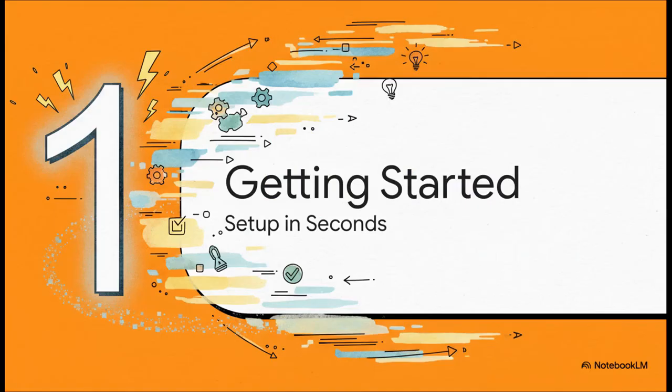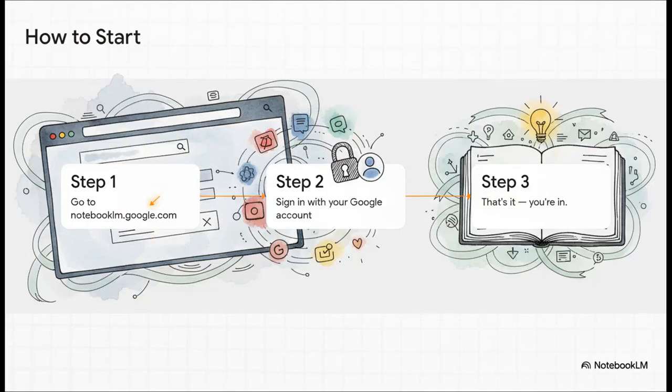All right, so how do you get started? The great news is it's ridiculously simple. We're talking about being up and running in just a few seconds. No joke. It's really just 3 super quick steps. First, you head over to notebooklm.google.com. Then, you sign in with your regular Google account. And that's it. You're in.